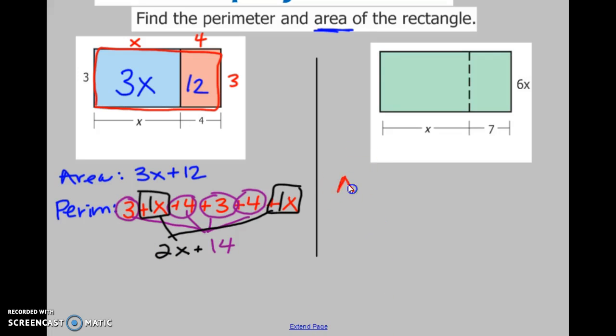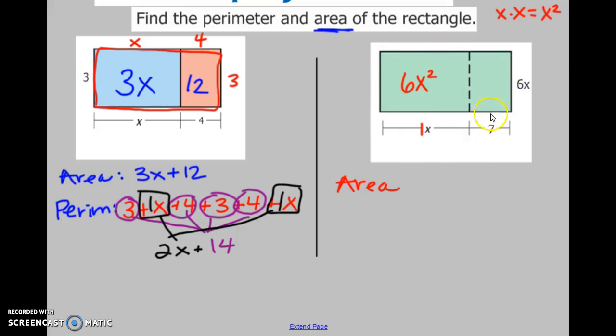Let's look at the next one. First, finding the area, base times height. Well, this is x and this is 6x. Again, this is just a 1. If we multiply just our numbers first, 1 times 6 is 6. And then our x is x times x, which is the same as x to the power of 2, or x squared. So just this rectangle is 6x squared.